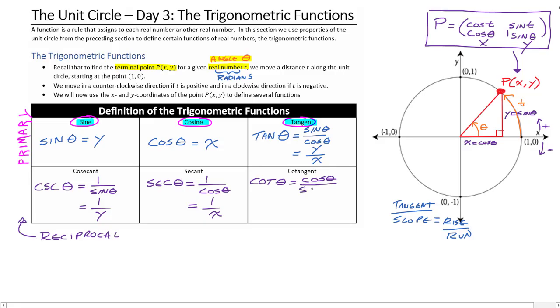The main thing right now is to know the 3 primary ones. You still need to know these definitions, but we don't go too far with them yet. We just really got to hammer them down and understand where they come from. All right, so we got our primary functions and our reciprocal functions.